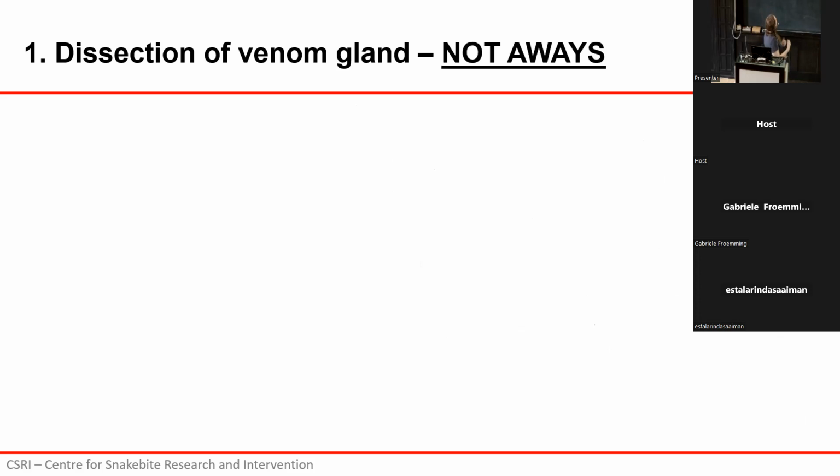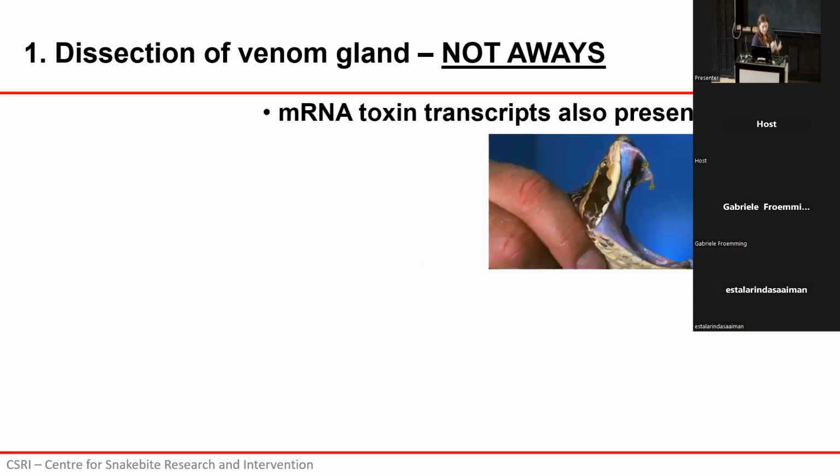So what has also been seen, and I did some of this work during my PhD, is that mRNA toxin transcripts are also present in venom. I worked a little bit on this during my PhD. Well, I actually shouldn't say a little, I worked a lot on it to try to get it all optimized, because it is a more tricky procedure. The amount of RNA is quite low.